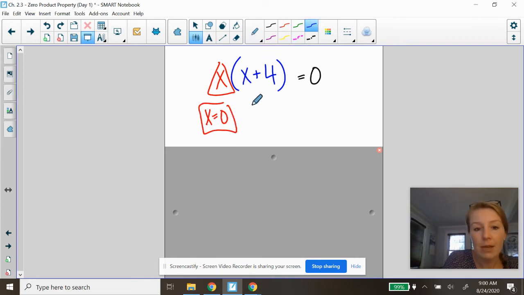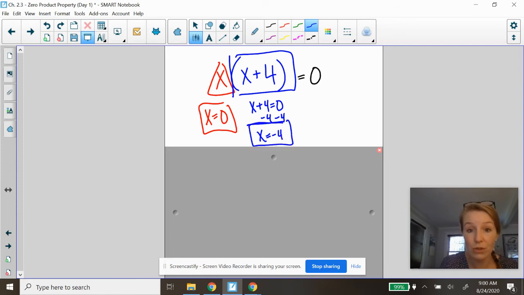This is a little more complicated. I need to set up an equation in order to solve. So I'm going to set it equal to 0 because I want this blue square to be 0. I subtract 4, so I can say x equals -4. So I now have two solutions.